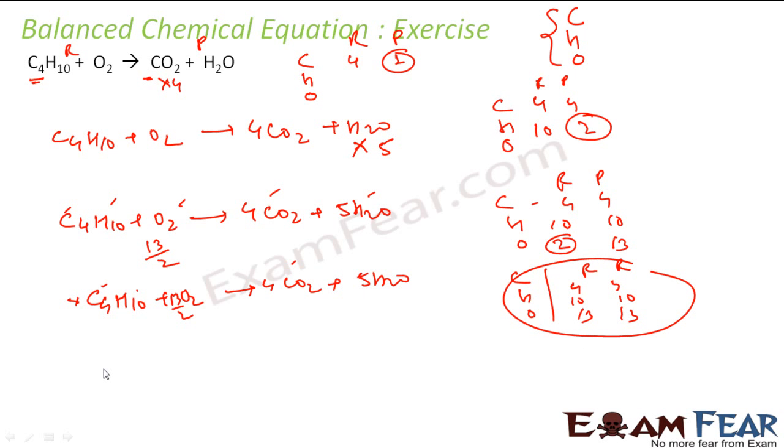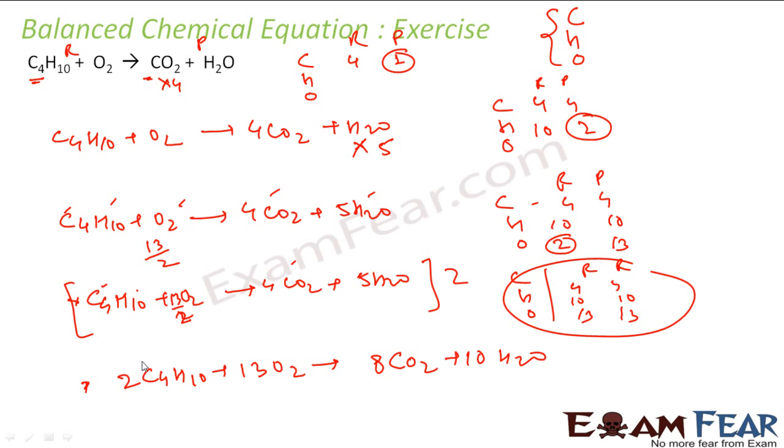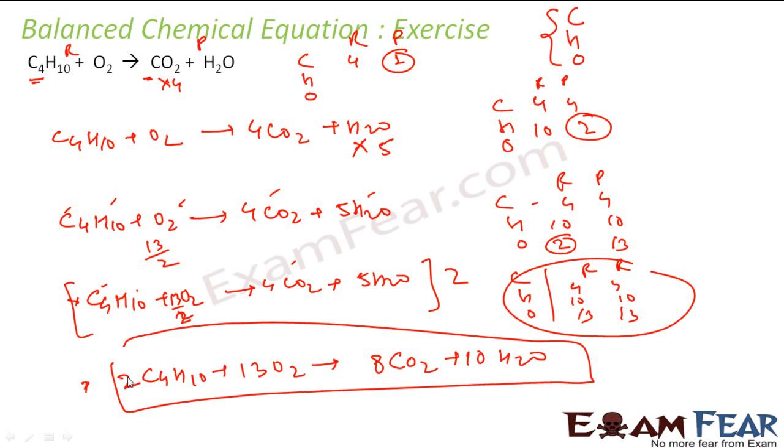Things are balanced, but the last rule says that there should not be any fraction, and here there is a fraction, right? So we'll multiply everything with 2 because it was divided by 2. Let's multiply everything by 2 to make sure there is no fraction here. So this becomes 2C4H10 plus 13O2 gives 4 into 2 is 8 CO2 plus 5 into 2 is 10 H2O. And this is my balanced chemical reaction. So here we have seen that the extra part was we got a fraction and there should not be a fraction. So we multiplied everything with 2 and we got a non-fraction result.